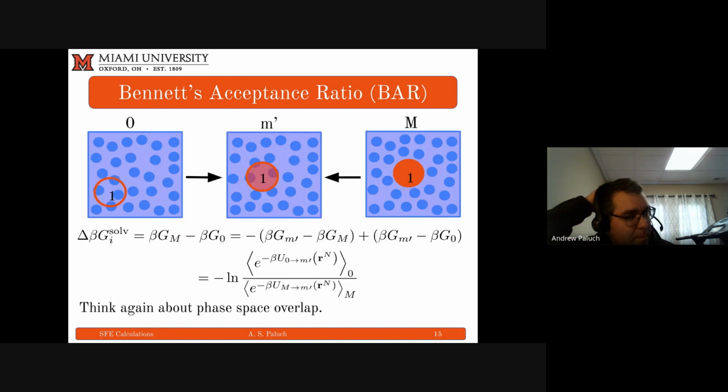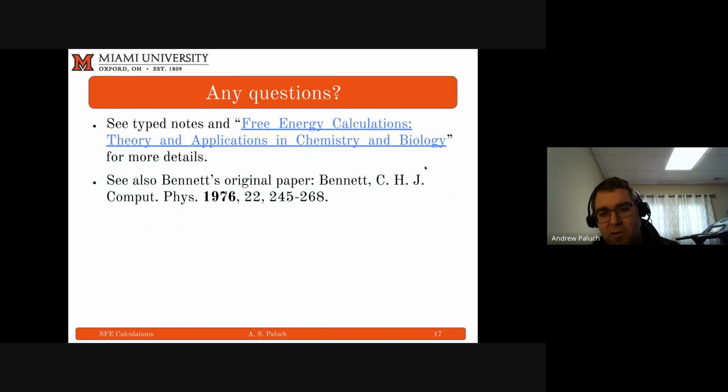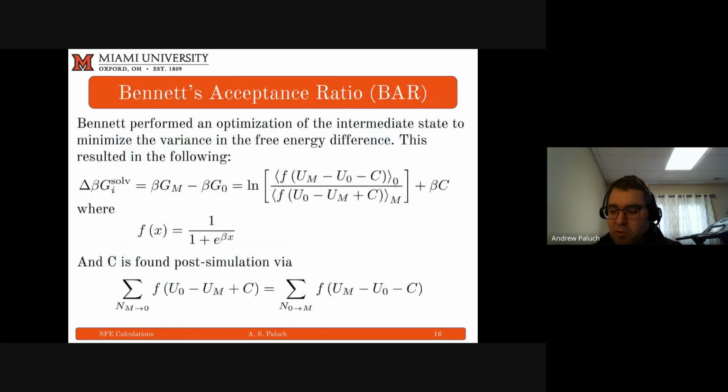But the biggest idea behind Bennett is that if I were to introduce an intermediate state, I could perform simulations in just state 0 and just state m, and estimate the free energy difference between 0 and m prime, and m prime and m, without ever actually needing to model state m prime. So the idea is, can I find the optimal value of m prime post simulation, after performing simulations in 0 and m and computing my properties of interest? And that's Bennett's acceptance ratio method, named after Charles Bennett.